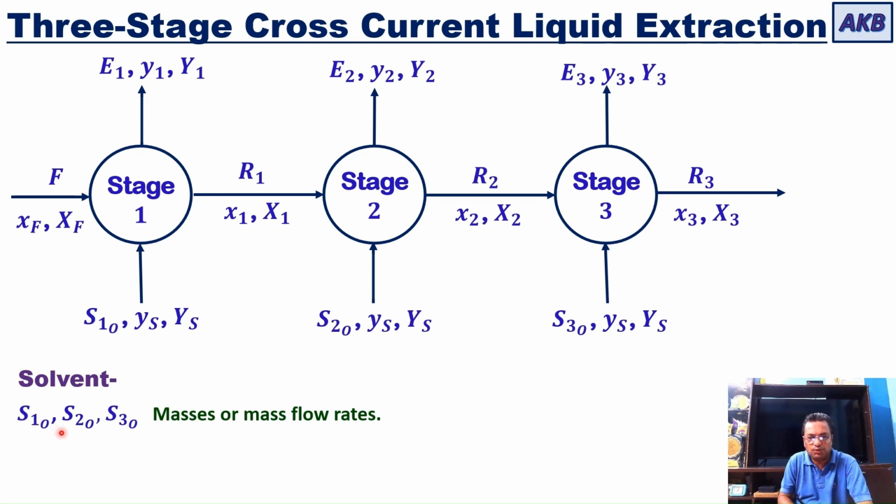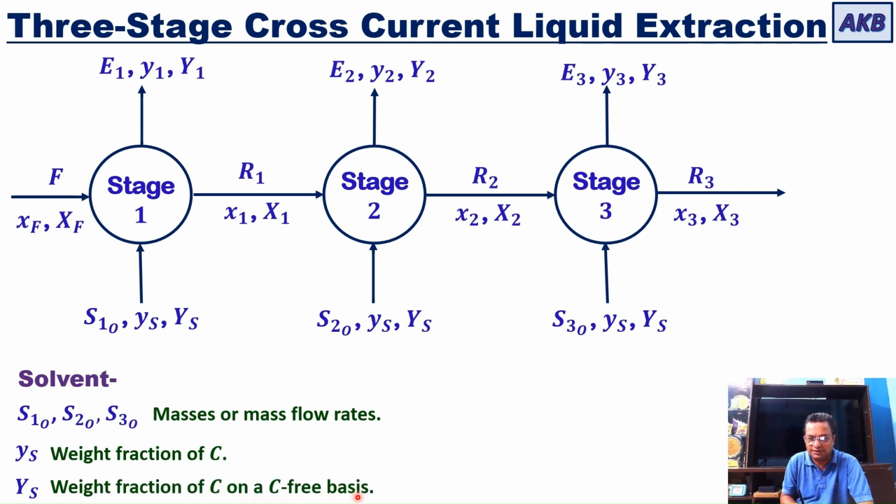So S10 is solvent going to stage number 1, S20 is solvent going to stage number 2, S30 is solvent going to stage number 3. Then Ys is weight fraction of C in the solvent. It will be there if you are using a recovered solvent. If you are using a fresh solvent, then Ys will be equal to 0. Then capital Ys is weight fraction of C on a C-free basis in the solvent.